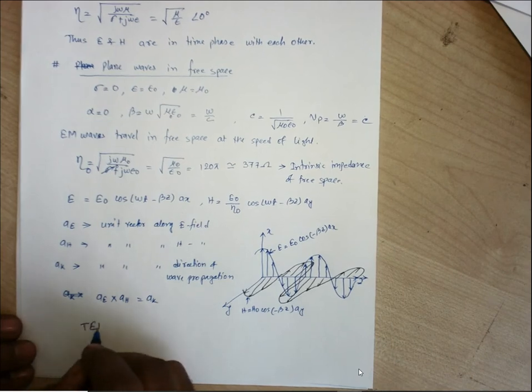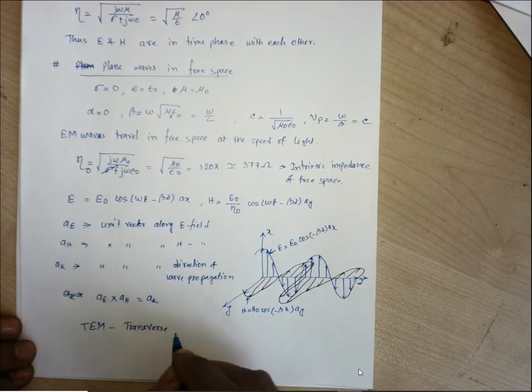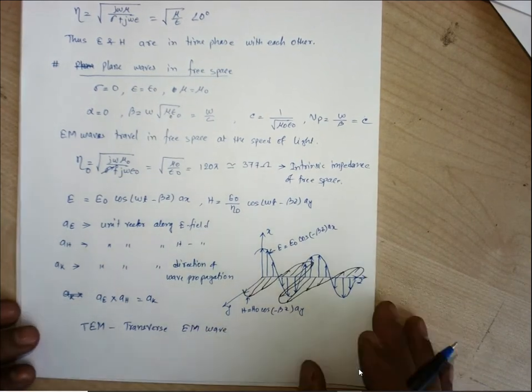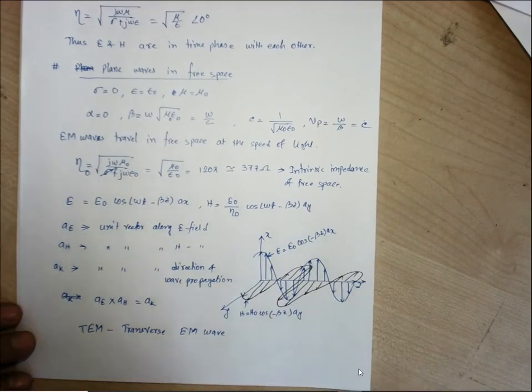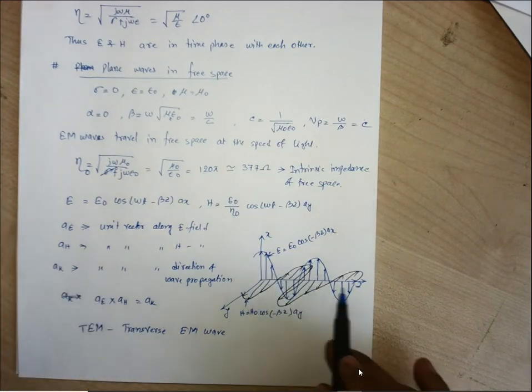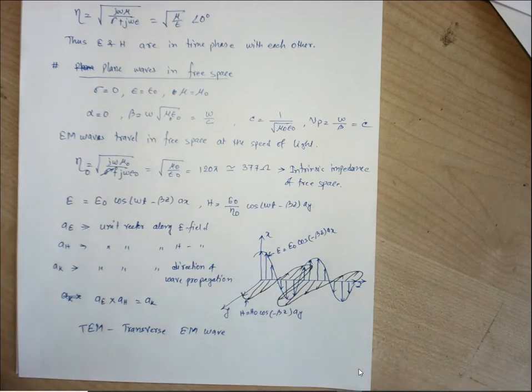As I said earlier, transverse EM wave. Why? Because the direction of propagation is normal to the transverse plane, and on that plane electric field and magnetic field, both of them are lying on that plane. Wherever you take a point on the z-axis, always the direction of propagation will remain normal. So you can say this kind of waves are known as transverse electromagnetic wave.